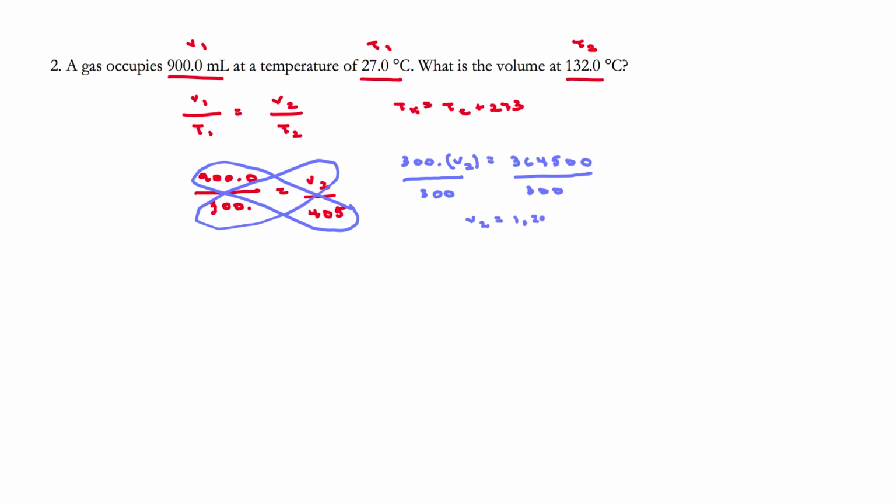1,215. Let's figure out sig figs quickly. 900 has 1, 2, 3, 4 sig figs. 300, remember I want 3 sig figs for that, 3 sig figs for that. So don't use your temperature in degrees Celsius to determine your sig figs. Once you add 273, the value in Kelvin, that's what you will use for your sig figs. So I want 3 sig figs, 1, 2, 3. So my volume is going to be 1,220. My units, keep in mind my units for volume were in milliliters here, so they need to be in milliliters here as well.